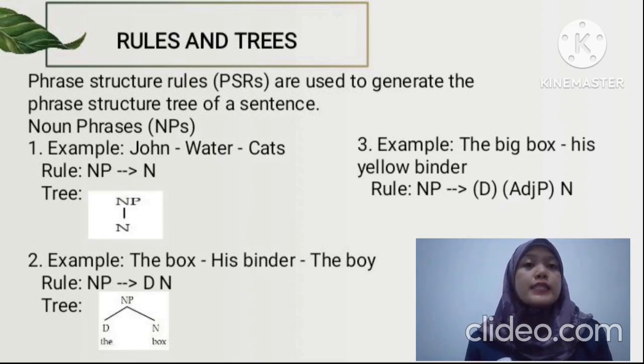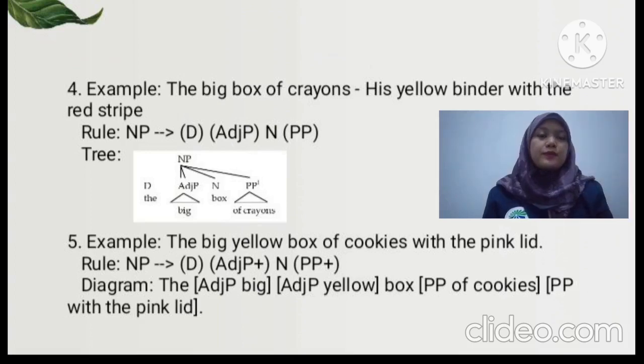The third rule indicates that a noun phrase can consist of an optional determiner followed by an optional adjective phrase and then a noun. For example, the big box is a noun phrase where the is a determiner, big is the adjective, and box is the noun. The next rule indicates that a noun phrase can consist of an optional determiner followed by an optional adjective, then a noun, and finally a prepositional phrase.